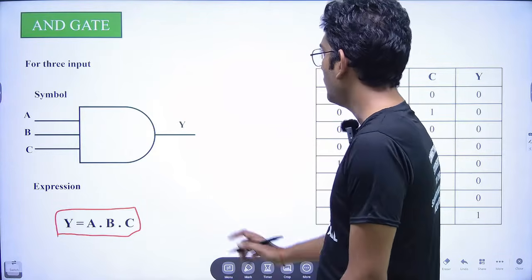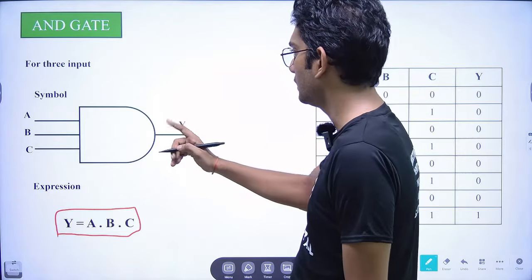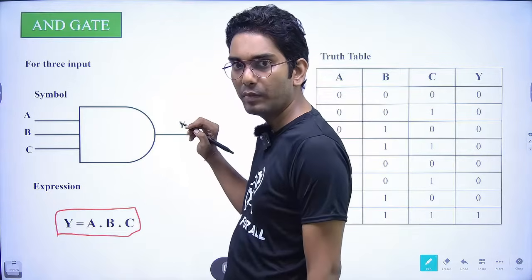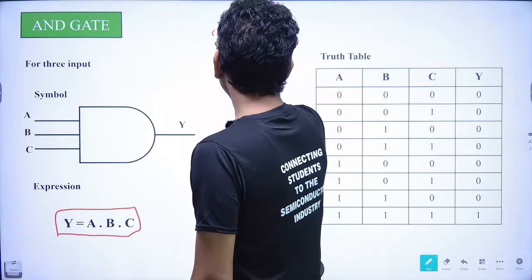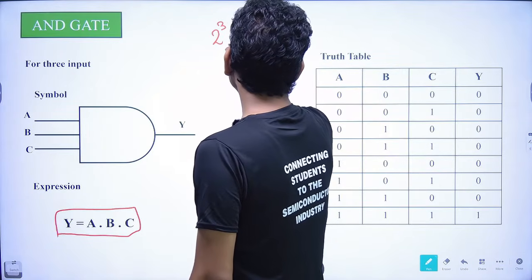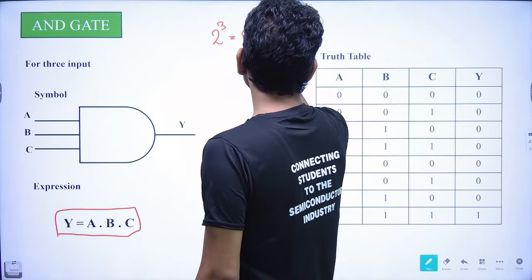Now here we have three inputs. So how many total possible combinations will be available? Those will be 2 to the power 3, which equals 8 combinations.